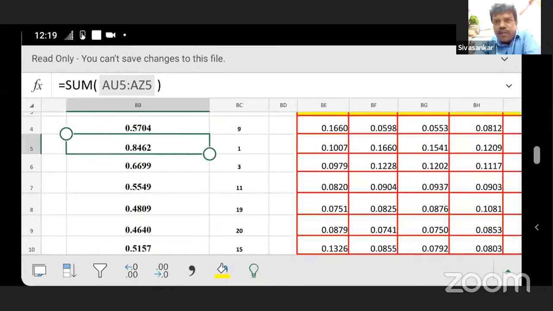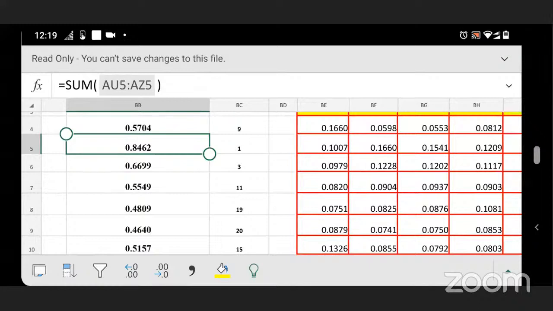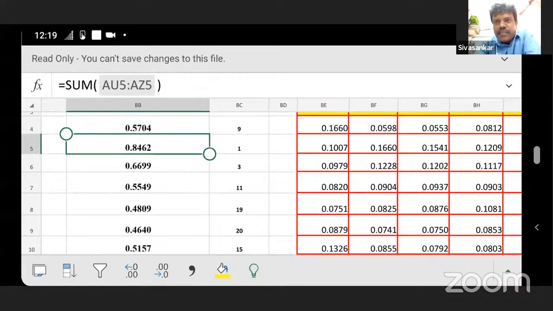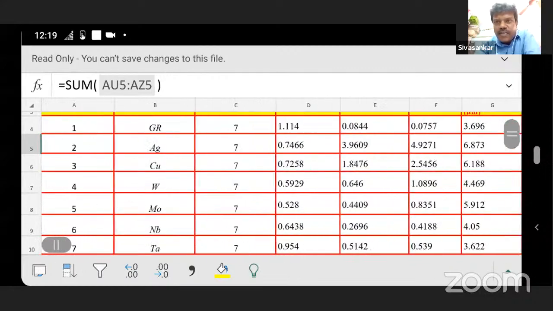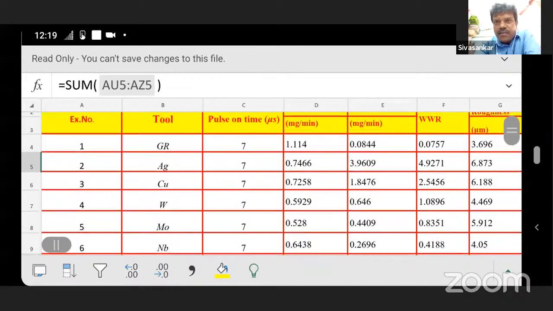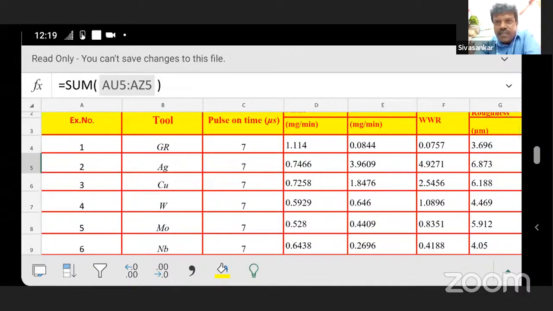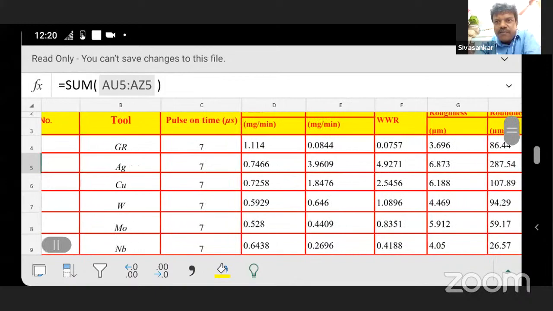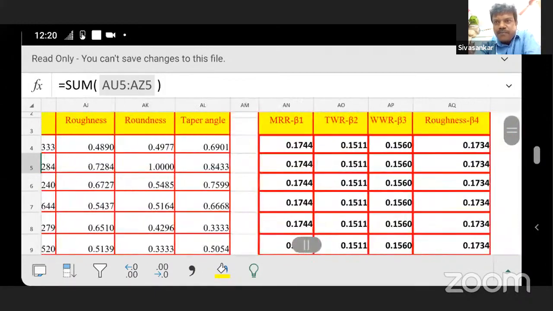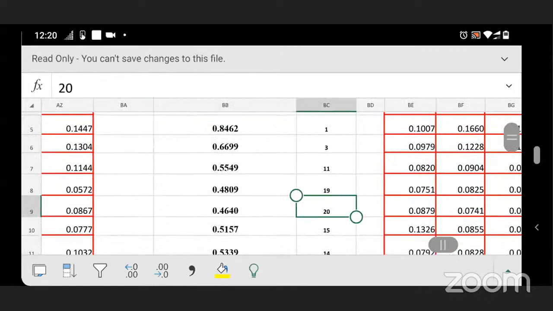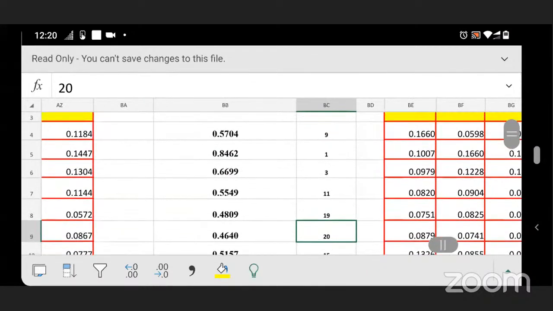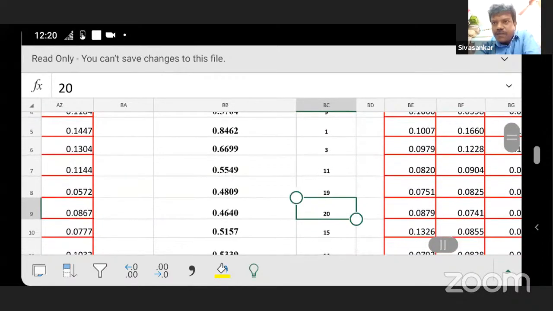It means this particular experiment gives the optimal input parameters. But in the same horizontal line, you please come forward left. Go left in the same cell. It means that AG and 7. AG is the best tool and 7 is the best pulse on time. Clear? Okay. Go to the right, sir. Go to the extreme right, sir. Extreme. Top.